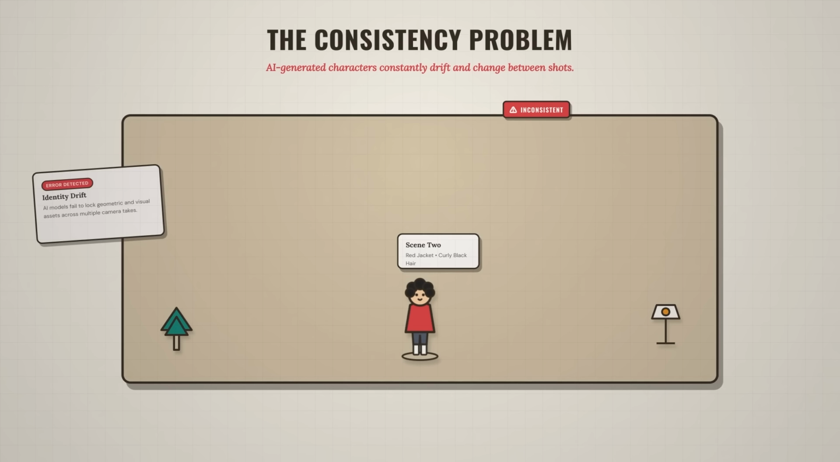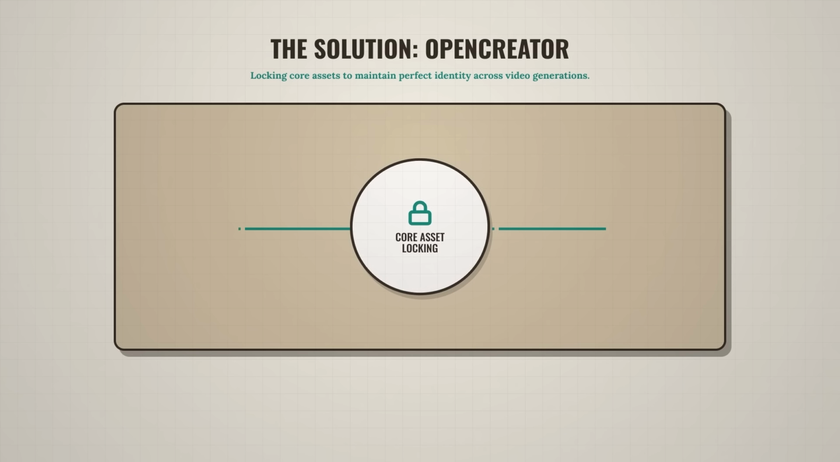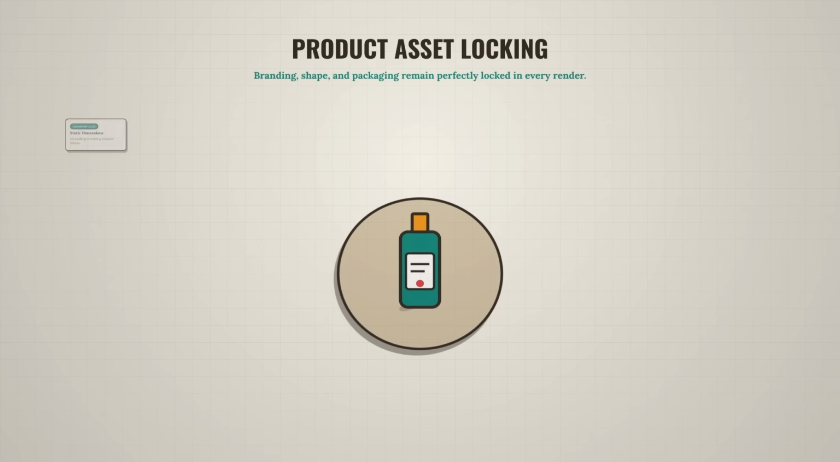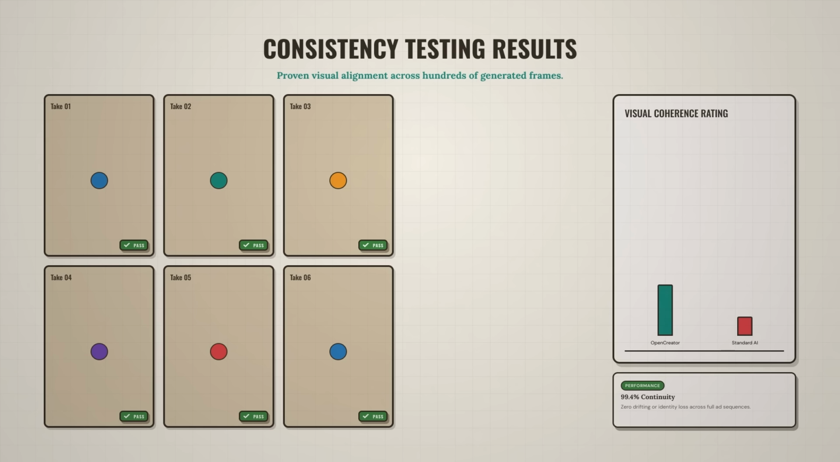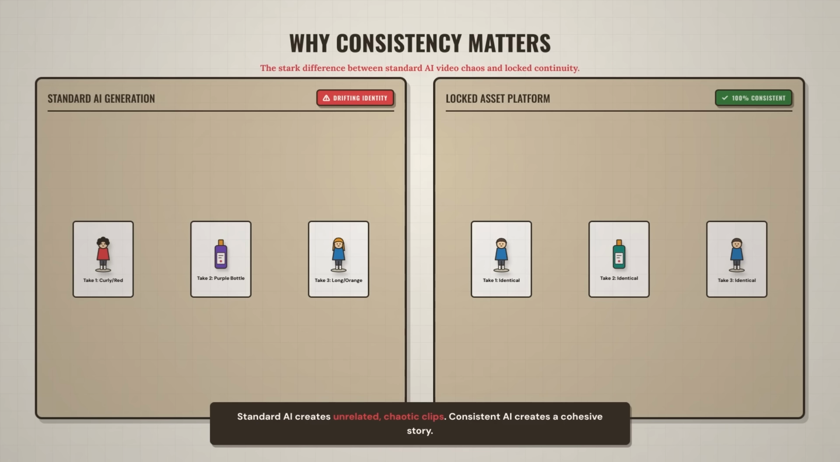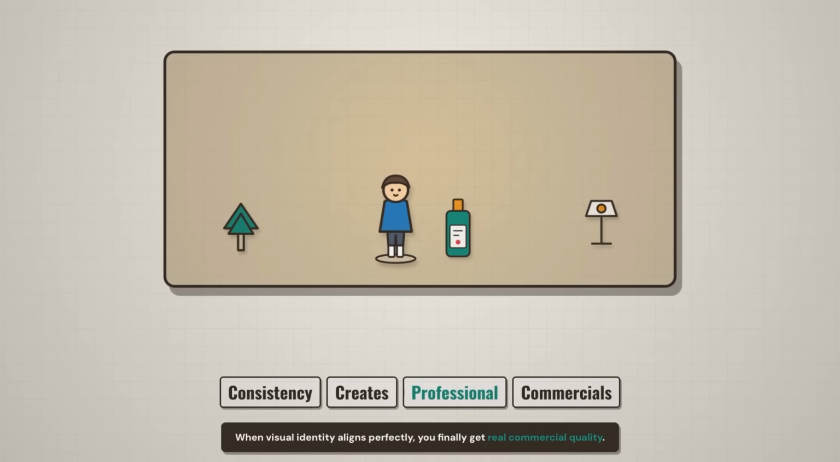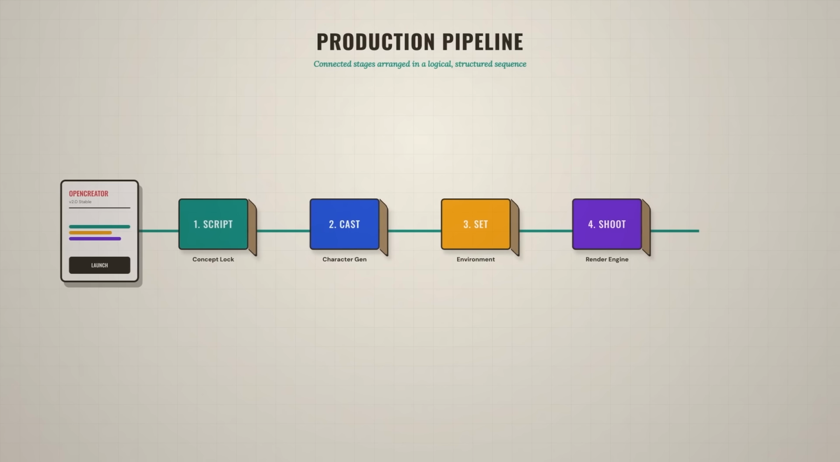One issue I've experienced with many AI video tools is consistency. A character looks one way in scene 1, then completely different in scene 2. The same thing can happen with products, props, and environments. OpenCreator focuses heavily on solving this problem through what it calls core asset locking. Characters can remain consistent, products can remain consistent, environments can remain consistent. During testing, it was clear that maintaining visual continuity is a major part of the platform's design philosophy. And that's important because consistency is what helps content feel like a real commercial rather than a collection of unrelated AI clips.